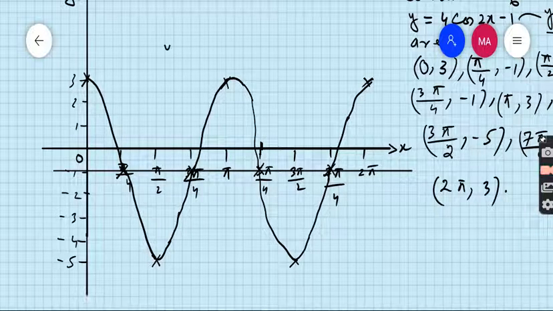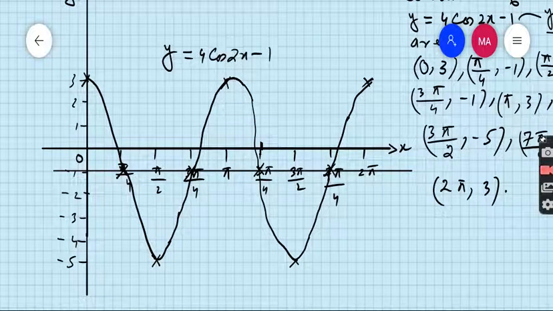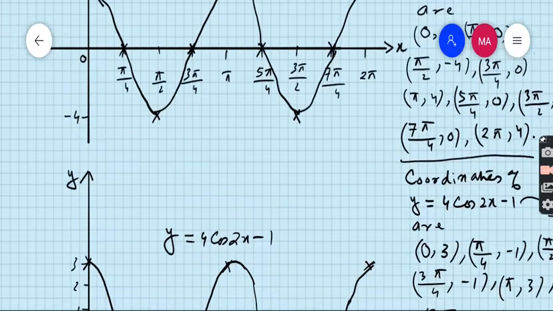So this is the graph of y equals 4 cos 2x minus 1. The requirement of the drawing of the graph has been fulfilled. This time the amplitude is not 4. Amplitude is 4, but the standard axis is not the x-axis. You can check the amplitude from -1 to 3 is 4, -1 to -5 is also 4. So this is the final graph. What is next?